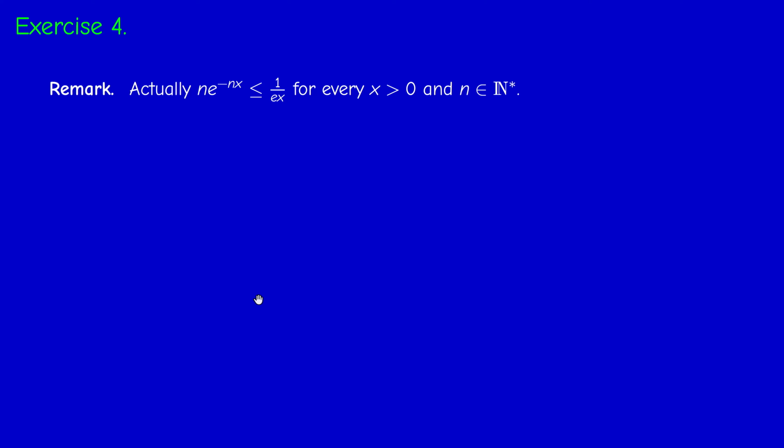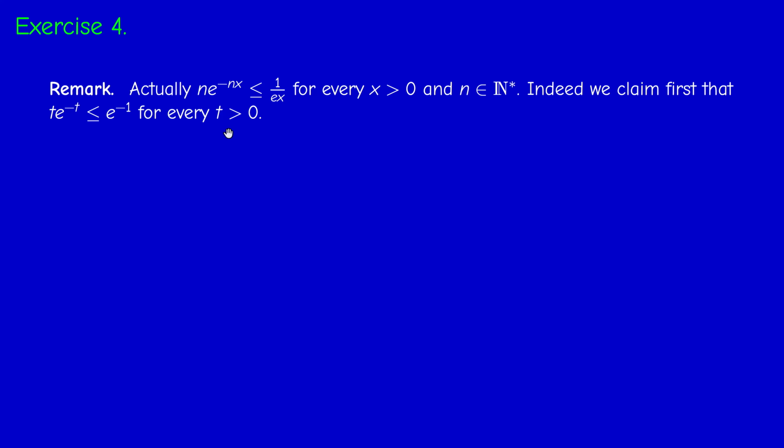Now remark, we have a simple formula for mx. Actually, n e to the minus nx is bounded from above by 1 over ex. And of course, this is something positive. So you see that as x tends to 0, the constant becomes bigger and bigger. Why is this true? This is because we can prove this fundamental inequality: t e to the minus t is bounded from above by e to the minus 1 for every t positive. How do I prove that?